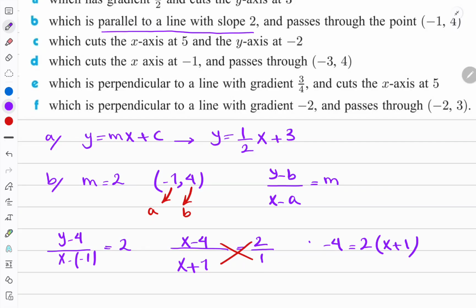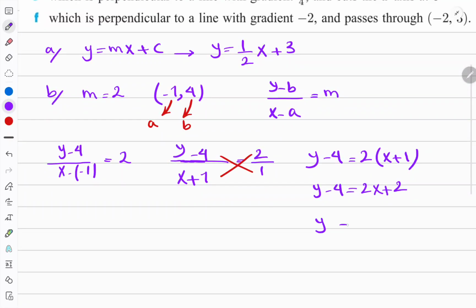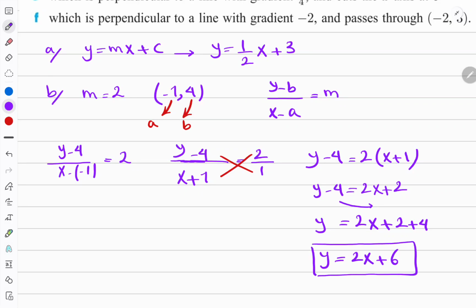Y minus 4 times 1 is 2 times x plus 1. Oops, it's y. Okay, so y minus 4 is 2x plus 2, and take -4 to the right side of the equation and change the sign. So y is 2x plus 6. This is the equation of the line in part B.